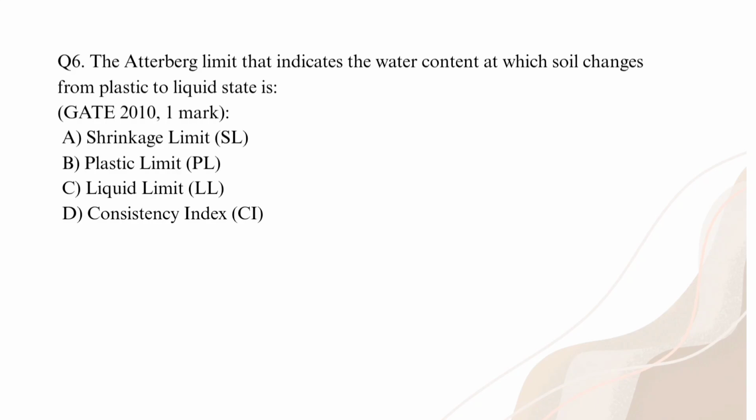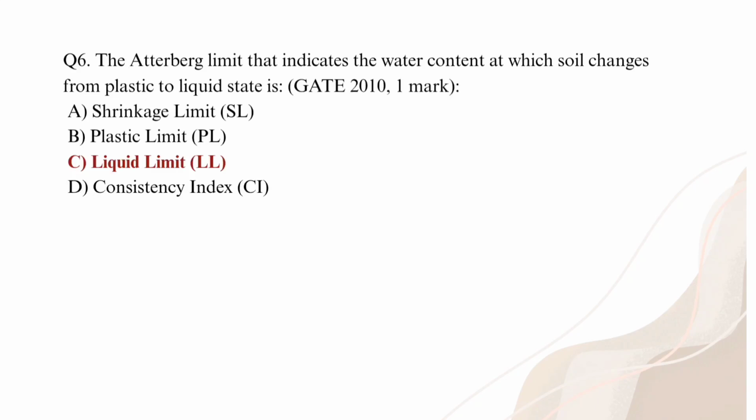As per the definition, liquid limit is the moisture content at which soil behavior changes from plastic to liquid, and this is determined by the Casagrande's apparatus. So from the given options, liquid limit is the correct answer. Option C, liquid limit, is the correct answer. And this question was asked in GATE 2010 for 1 mark.